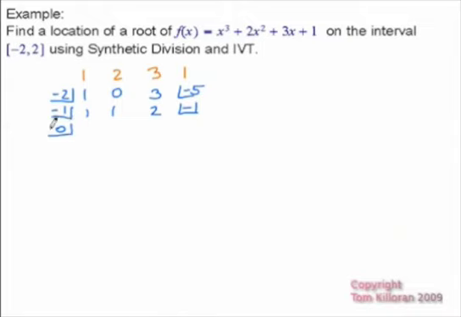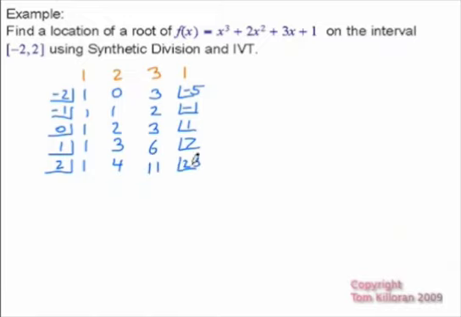Alright, so let's try 0. Drop the 1, 1 times 0 is 0, 0 plus 2 is 2, 0 again, plus 3 is 3, 0 again, plus 1 is 1. Alright, and then just kind of keep on going. 1, drop the 1, and you get 1, which is 3, you get 3, which is 6, you get 6, add to the 1 is 7, and 2. Drop the 1, 2, 4, 8, 11, 22, 23.